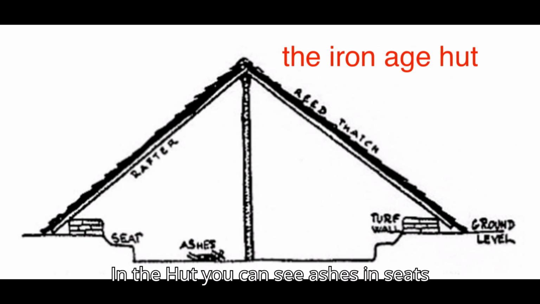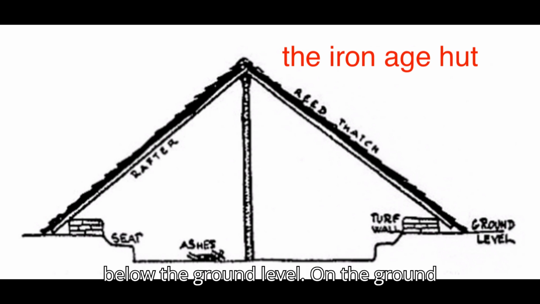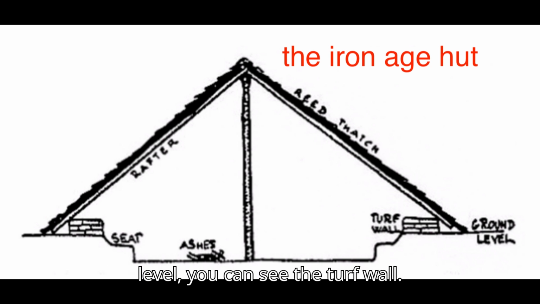In the hut, you can see ashes and seats below the ground level. On the ground level, you can see the turf wall. In conclusion, this graph is very informative.